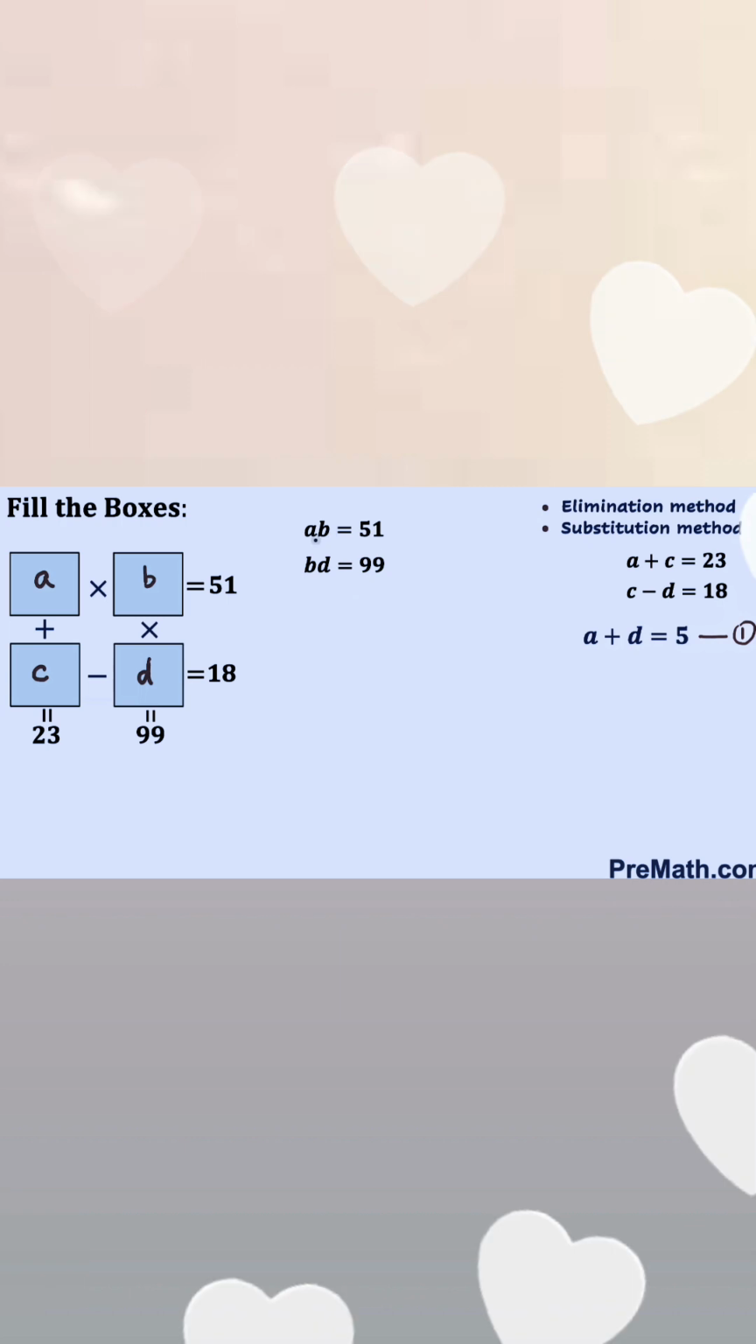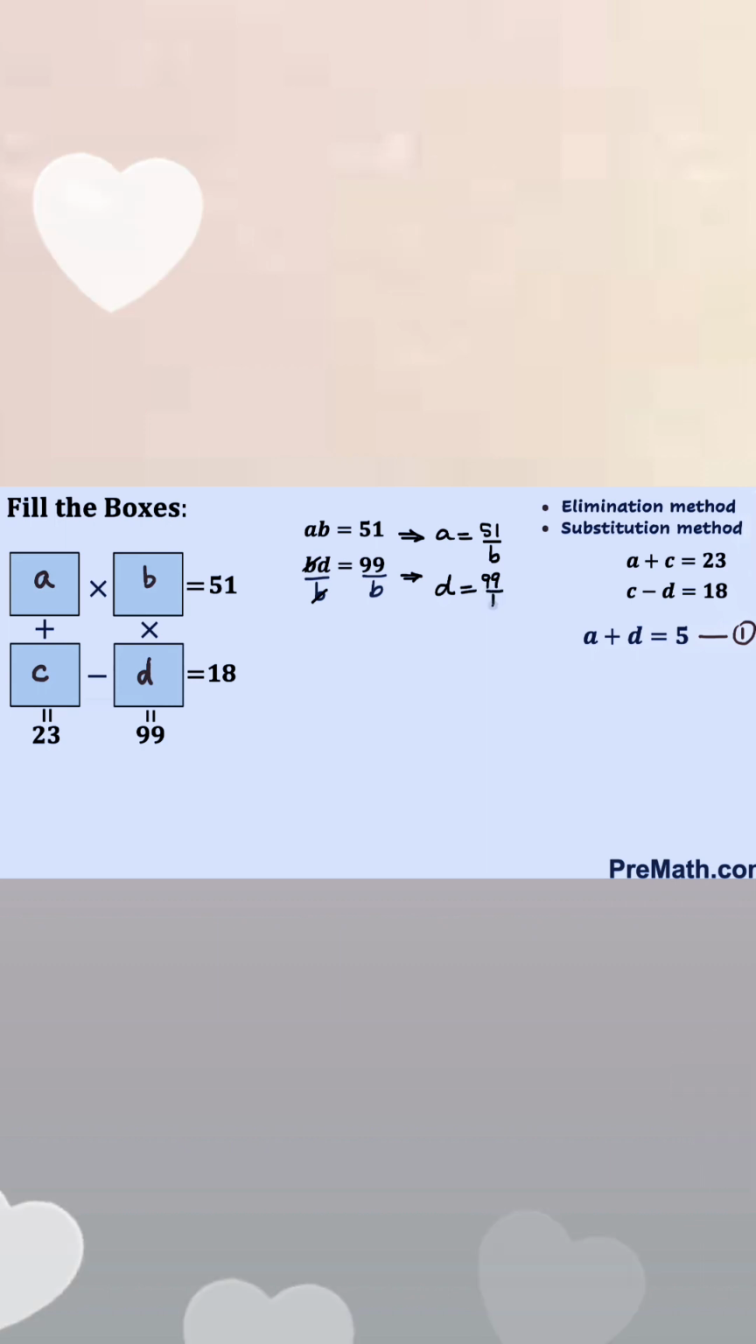Let's focus on this very first equation, AB equals 51. Let me go ahead and divide both sides by B, and as a result, we got this one, the left hand side is B, and B is gone, so we got A equals 51 divided by B. And likewise, let's focus on the second equation, B times D equals 99. Let me go ahead and divide both sides by B as well. So therefore, we can write this equation, this B, and B is gone. So we got D equals 99 divided by B.